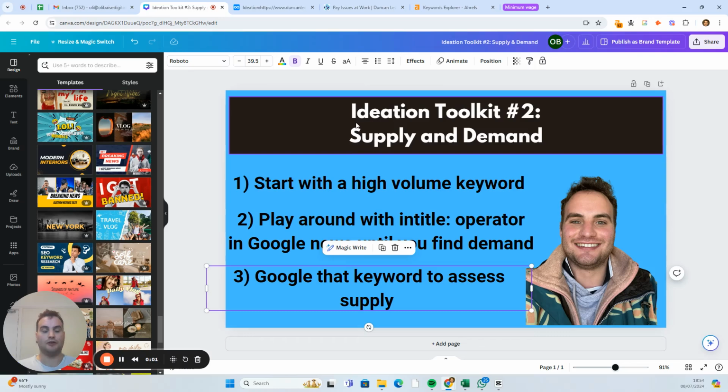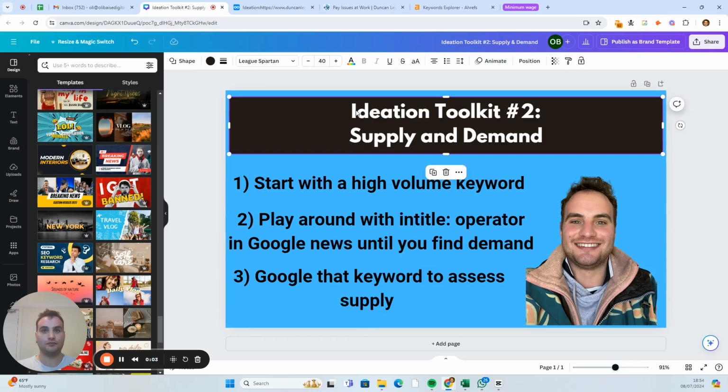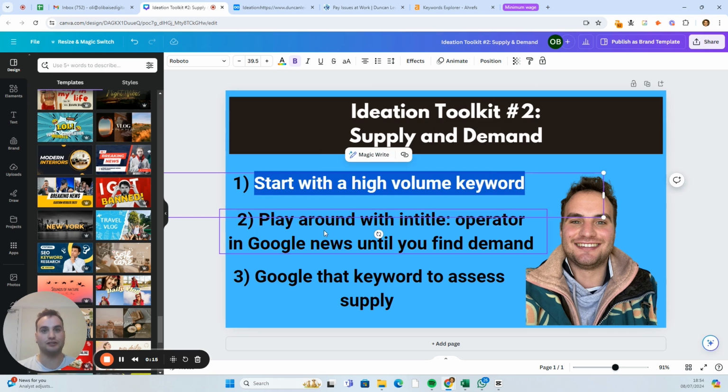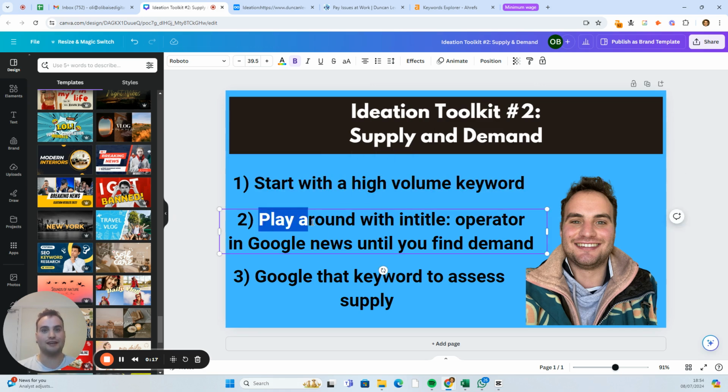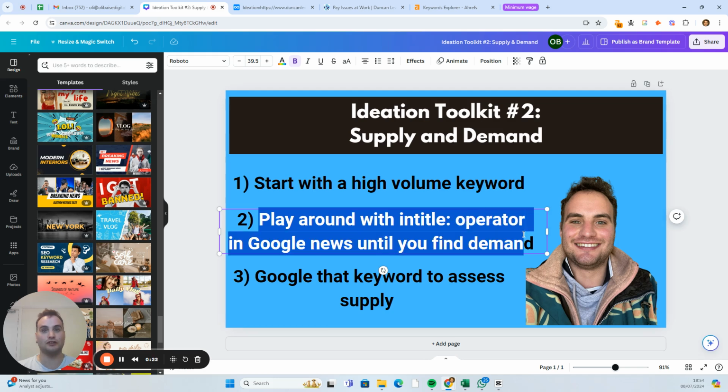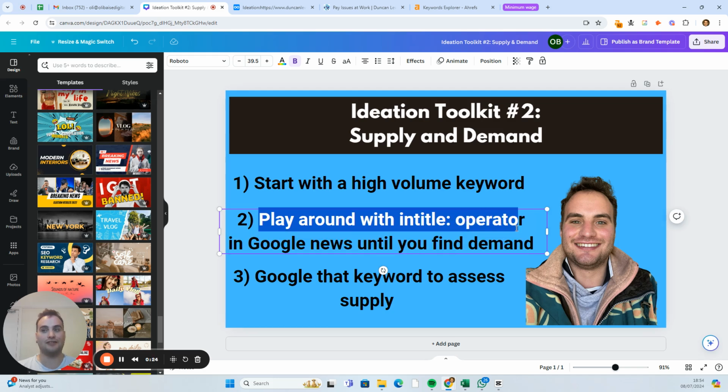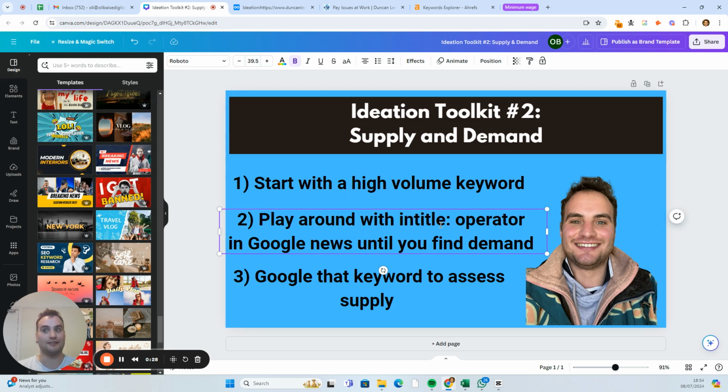All right, so today we're going to look at another way that you can find ideas for PR campaigns, and I call this one the supply and demand technique. What you do is you start with a high volume keyword in your niche. You put intitle, that keyword, into Google News, and then you play around with different variations of that keyword until you find something that there's clearly a lot of demand for.